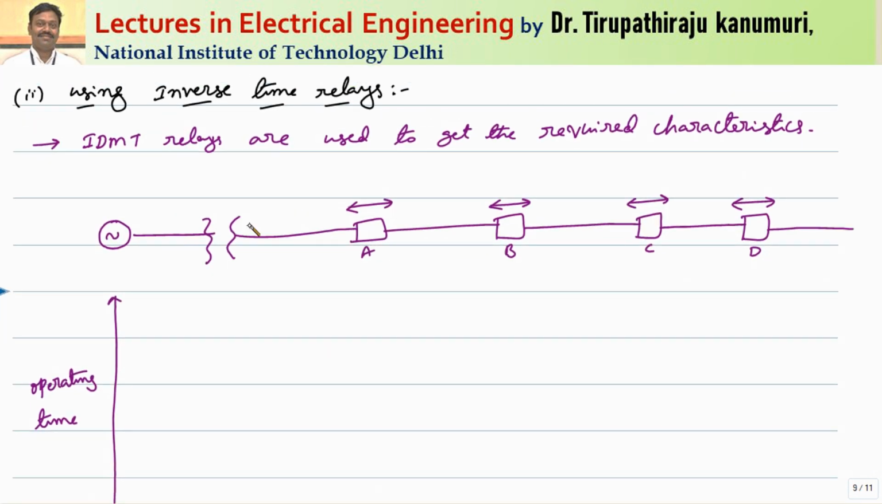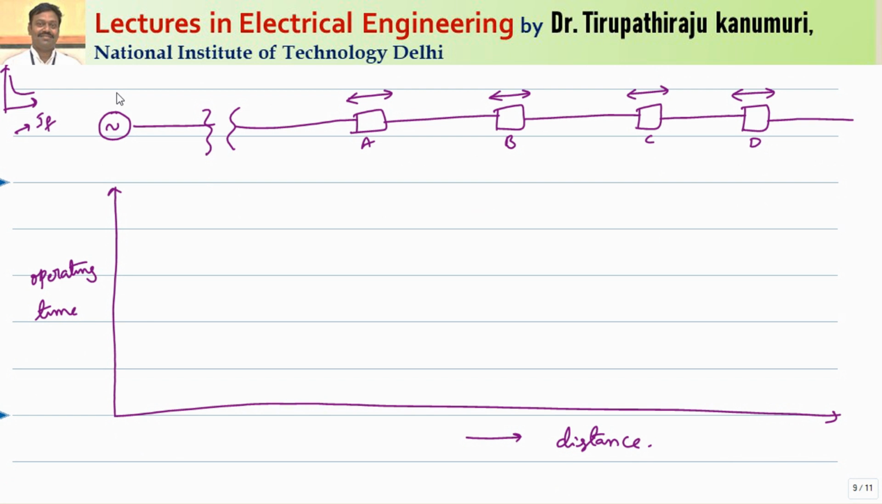So for inverse time characteristics, we go for IDMT relays, and these IDMT relays are adjusted, that is the PSM, plug setting multiplier, and TSM, time setting multiplier, are adjusted in such a way as to get the required characteristics. So what is the characteristic of IDMT relays? IDMT relay characteristics will be like this. As the value of the fault current increases, the time of operation, let us take the time of operation against the value of the fault current, is inversely proportional to the magnitude of the fault current. That means if the fault current is less, it takes more time. If the fault current is more, it takes less time. So based on these characteristics, we can get our required things.